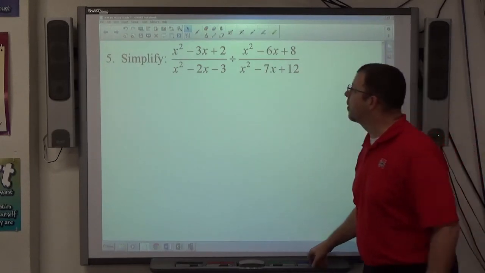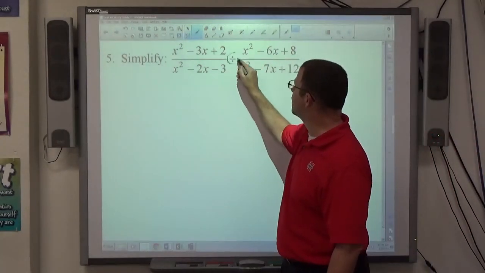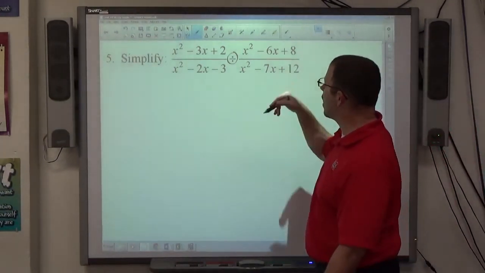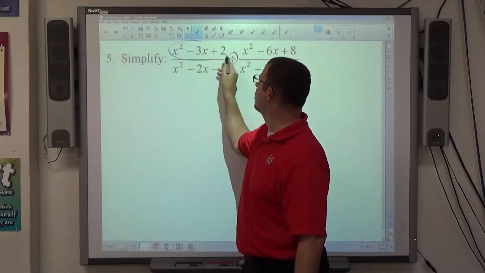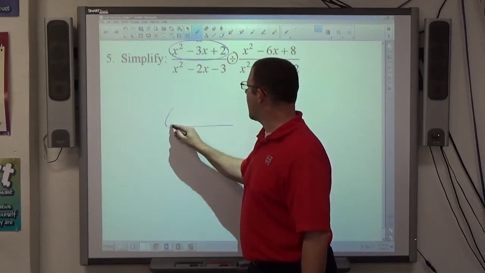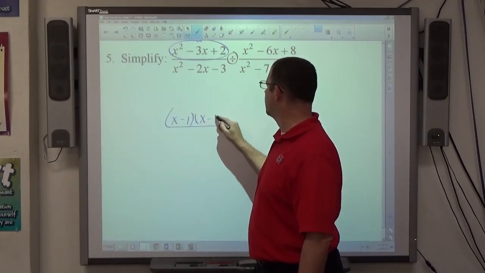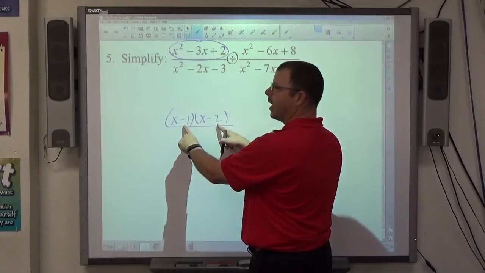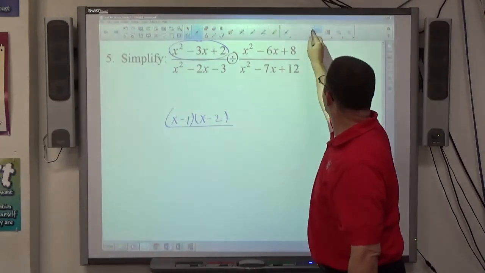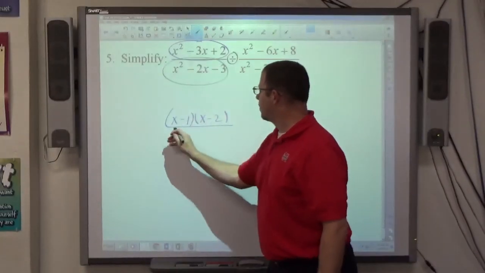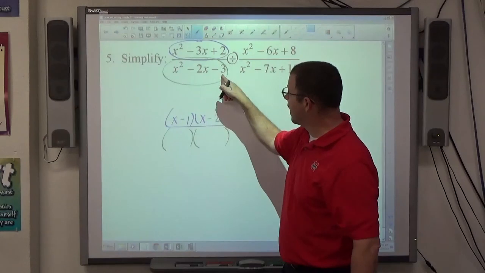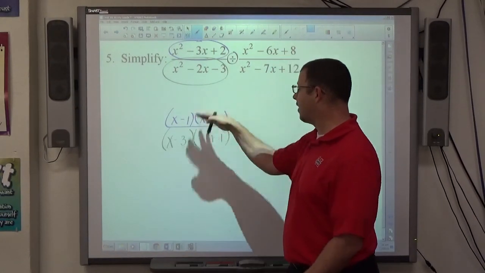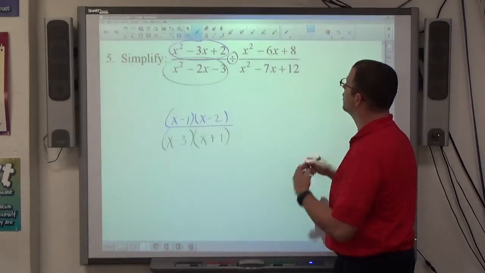Number 5, same kind of problem. The slight difference here, this is divided by instead of times, so be watching for that. So once again, we have all quadratic trinomials, so it's a matter of factoring each one individually. So that's going to be x minus 1 and x minus 2, verifying. Negative 1 and negative 2 multiply to make positive 2. Negative 1, negative 2 add to make negative 3. x squared minus 2x minus 3. Negative 3 times 1, negative 3 plus 1, so x minus 3, x plus 1. And notice none of those match, so hopefully some of the stuff over here will match.